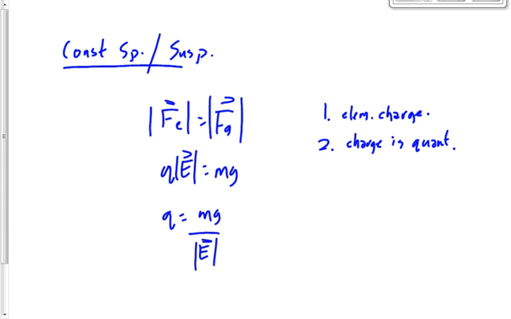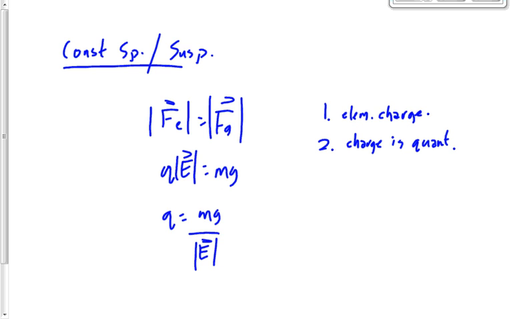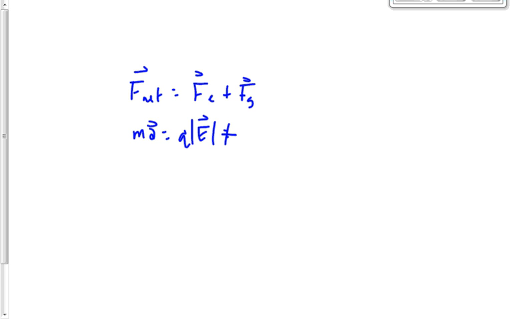What do we do if that particle isn't suspended or isn't traveling at a constant speed? Or what do we do if we're dealing with this particle that's clearly accelerating? Well, in that case, we're going to say F net is equal to the sum of the forces, Fe plus Fg. We're going to say M times A is equal to QE plus m times g. And we're going to solve for the mass. We're not going to solve for the mass.